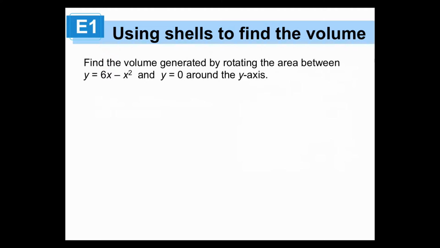Find the volume of a solid generated by rotating the area between y equals 6x minus x squared and y equals 0 around the y-axis. So first of all, in your notes, draw a picture of what the region looks like. Do that on your own. You might want to use your calculator. It's up to you. And then we'll start solving the problem.